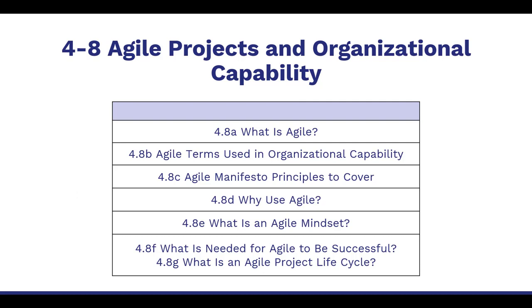Now let's talk about Agile projects' organizational capabilities. Let's talk about what is Agile. Agile terms used for organizational capabilities. The Agile Manifesto. Why do we use Agile? What is the Agile mindset? And what is needed for Agile to be successful? And what is an Agile project management life cycle?